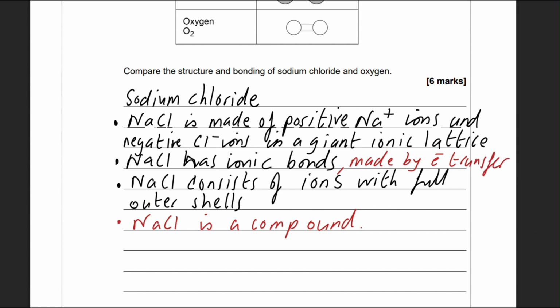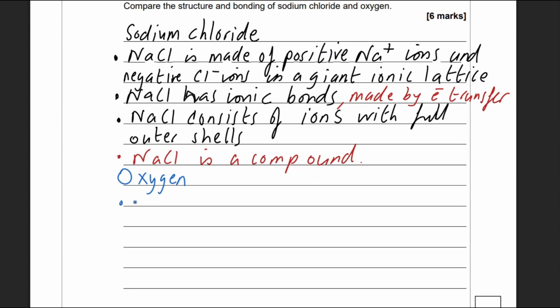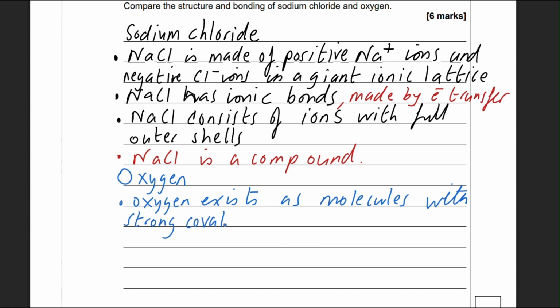Now let's talk about the oxygen. So I want to do a different paragraph for oxygen. You've got the diagram there for oxygen. That's a molecule, so that's the first thing I'm going to say. Oxygen exists as molecules with, and you talk about the bonding here, strong, not ionic but covalent bonds between the atoms. You can say there's a double bond if you wish to.